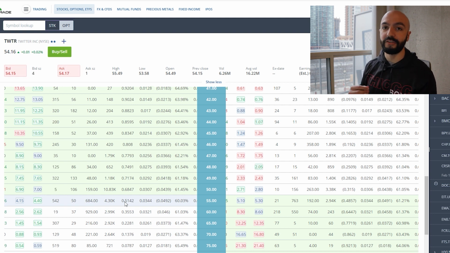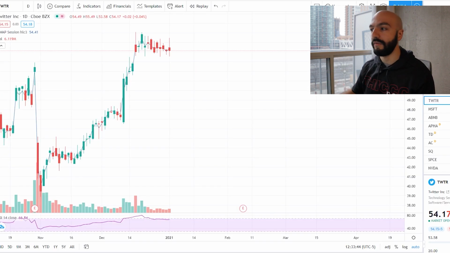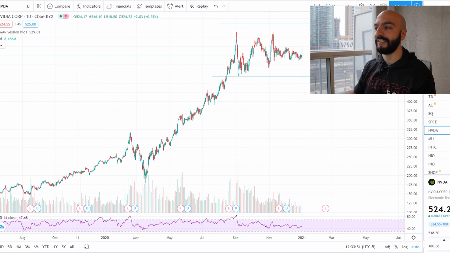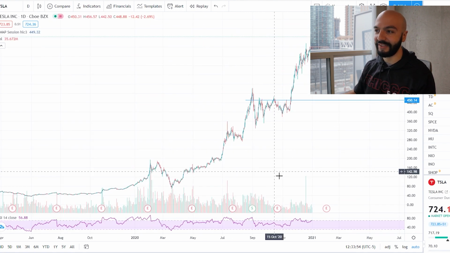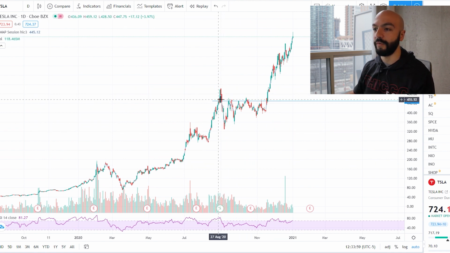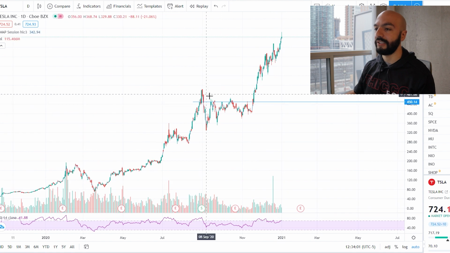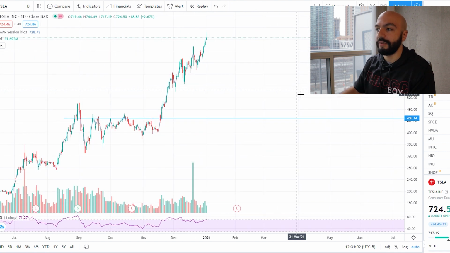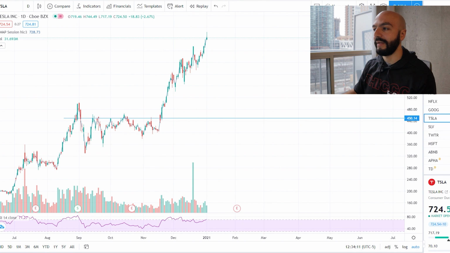I have been selling strangles on Tesla, but I don't recommend it to anyone. Tesla just keeps going up. You want something that's trading in a range, like you saw Nvidia. You saw Nvidia trading within this range, but Tesla just keeps going up. Look at this chart, the daily chart. You could have had a range here. This is 4 weeks, but it just keeps going up. If you were selling strangles in the summer, I think you'd be fine. But Tesla goes up way too much per day. I don't recommend it.